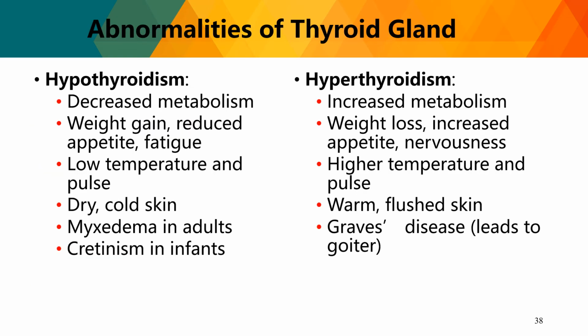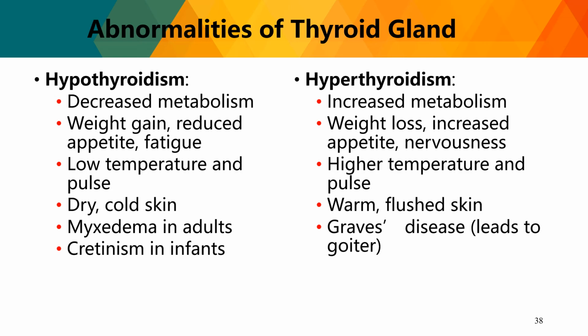So, abnormalities of the thyroid gland, again, you have the hypothyroidism and you have the hyperthyroidism. So, how will you be able to differentiate them? So, with hypothyroidism, pag sinabing hypo, it's always decreased. So, you have a decreased metabolism, but you will be having weight gain, your appetite is reduced, and you always have fatigue. You also have low temperature and pulse. You tend to have dry, cold skin. You also have myxedema in adults and then cretinism in infants.